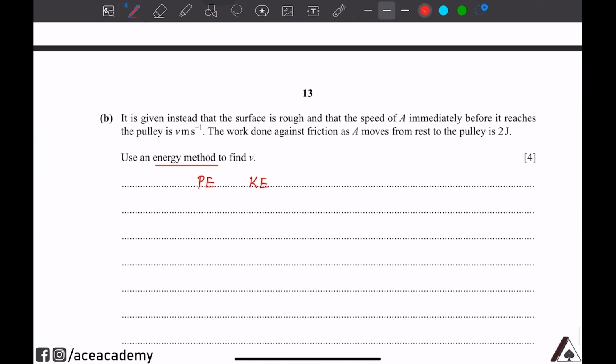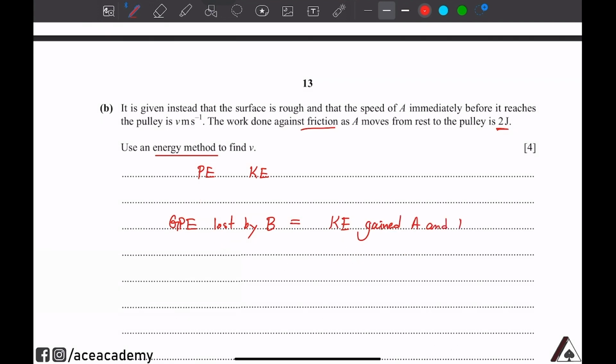Since they're saying that the energy lost as friction is 2 joules, we can write this as gravitational potential energy lost by B will be the same as the kinetic energy gained by, notice, both A and B gain kinetic energy. B speeds up because it's accelerating, right? And so does A. And since both of them gain kinetic energy, we're going to say that GPE lost by B is the same as the KE gained by A and B. And since work is done against friction, some of the GPE is also converted to thermal energy. And so the GPE is going to be mass of B, which is 0.2, times g, times the vertical distance B covers, which is 2.5 meters.